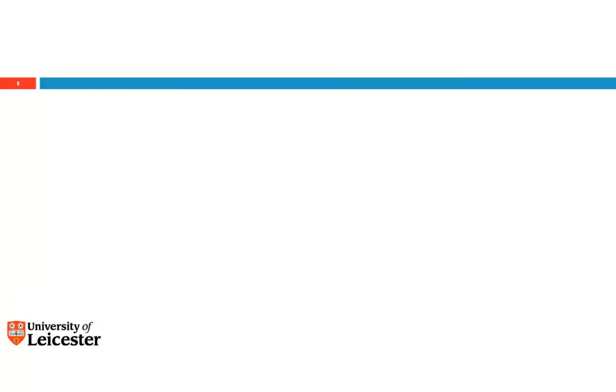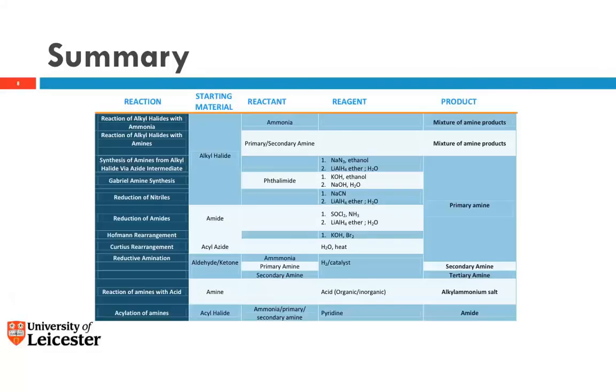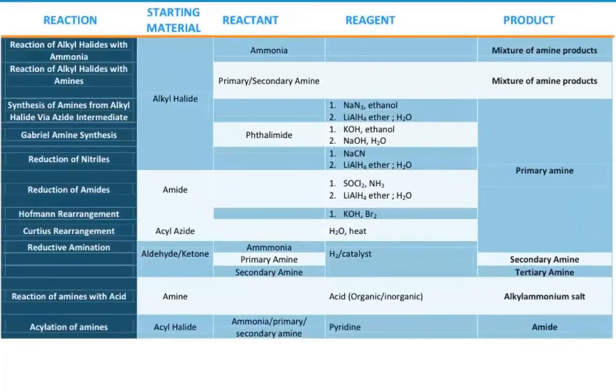In this series of clips, we have covered the key methods of synthesizing amines from organic starting material, as well as the common reactions of amines. Here is a recap of these reactions. We first looked at the conversion of alkyl halides to amines. We saw that the reaction of alkyl halides with ammonia and amines is not a viable lab method, as it generates a mixture of products.